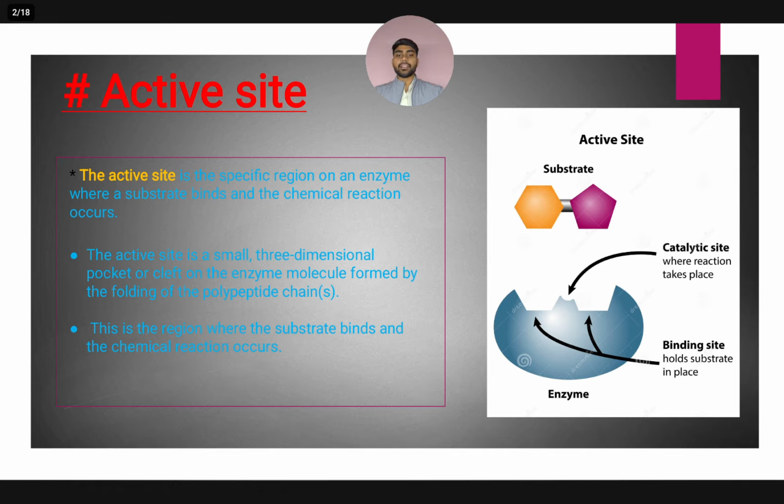Let's look closer at the active site. This is the specific region on an enzyme where a substrate binds and the chemical reaction occurs. Structurally, the active site is a small three-dimensional pocket or cleft on the enzyme molecule. This pocket is formed by the intricate folding of the polypeptide chain. It provides a unique environment for the reaction to take place.